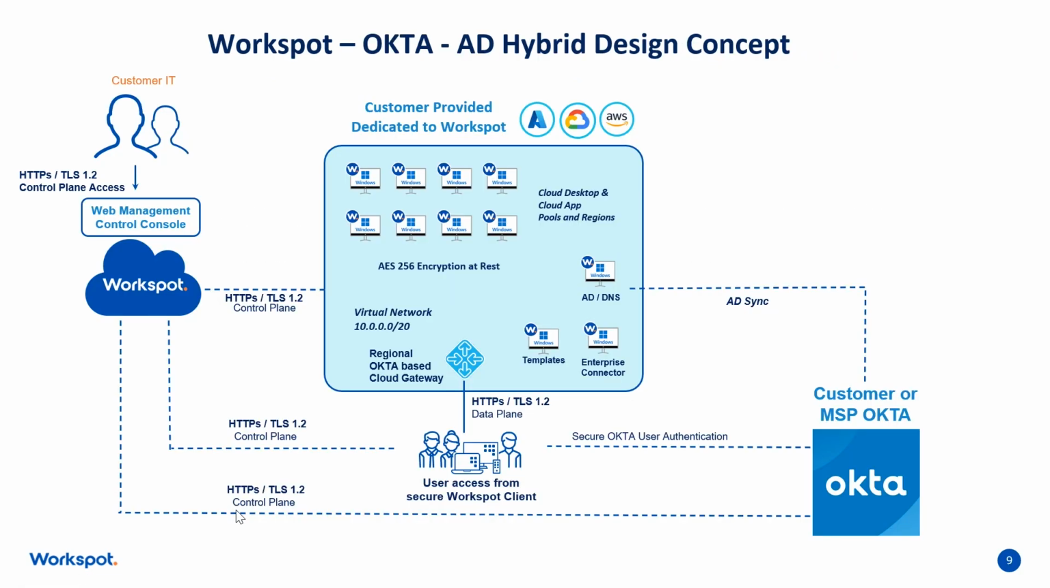Now I'm going to switch gears a little bit, building on that AD hybrid design concept. But what we're going to do here is switch out the IDP, and Workspot natively supports Okta. So again, same type of concept where the user is redirected, this time instead of to Entra ID, to Okta. Then the same concept with the OIDC token coming back through the gateway applies. And then the compute objects are all Active Directory joined. Nothing else changes. The fundamental design still applies. We're just pointing to a different IDP.